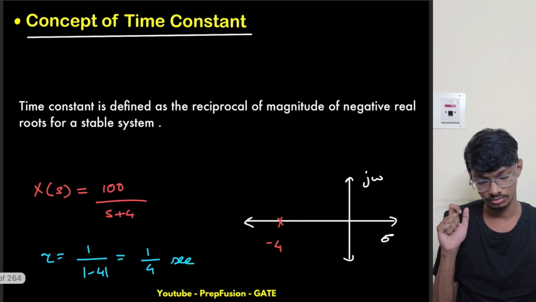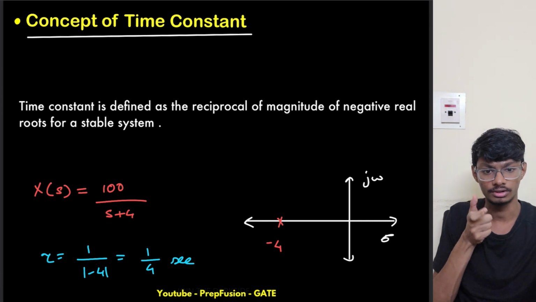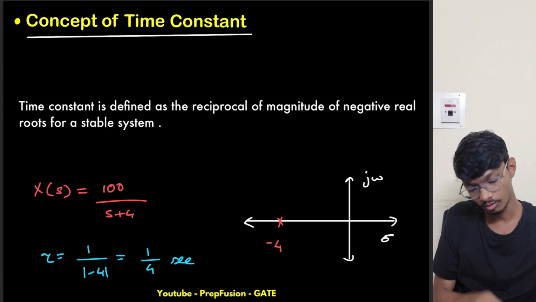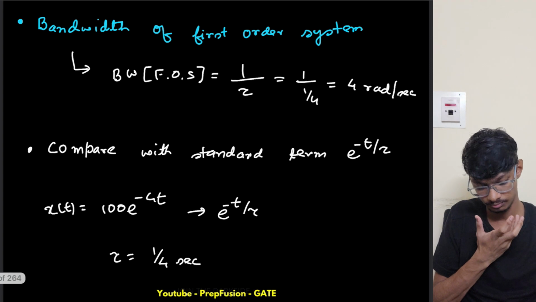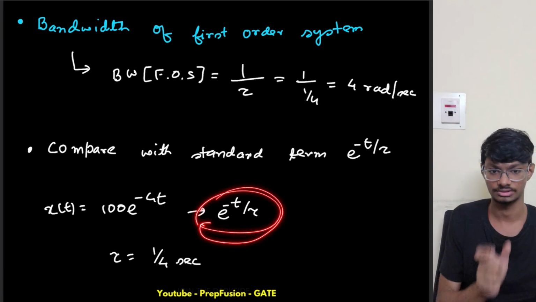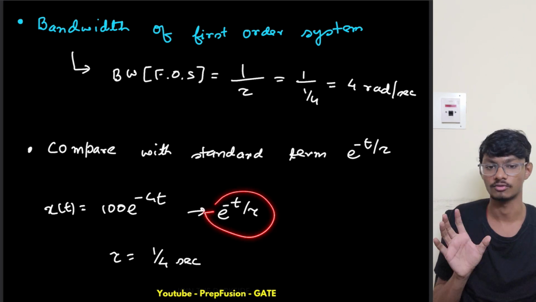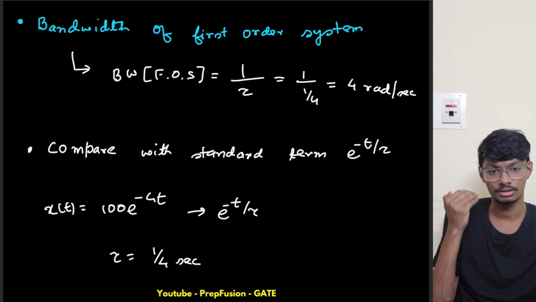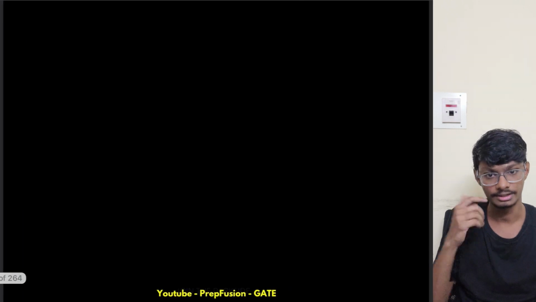So this is one very important part. Also, we may have more poles, and we'll get more exponential terms. We'll compare those with this standard form, and from there you can find the time constants. I will just take another example.